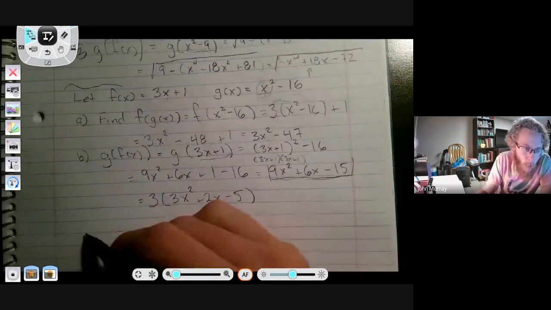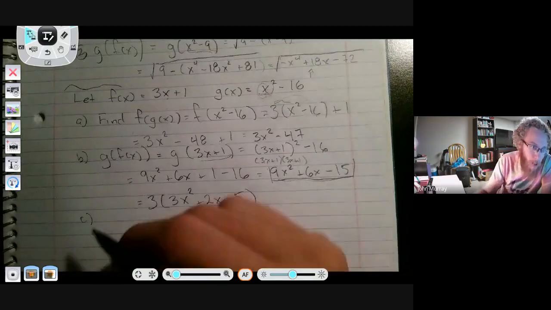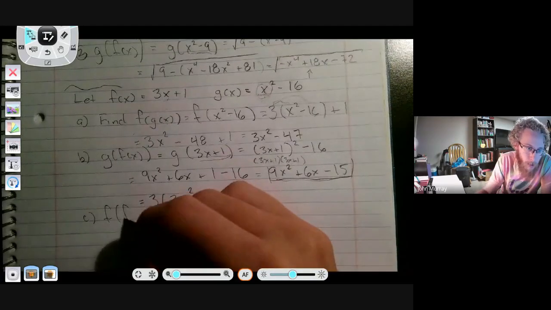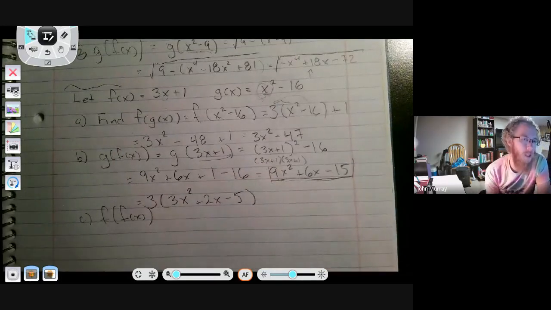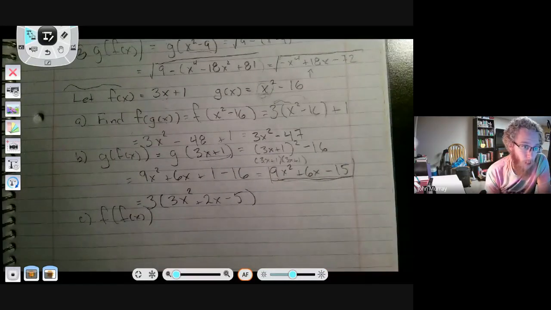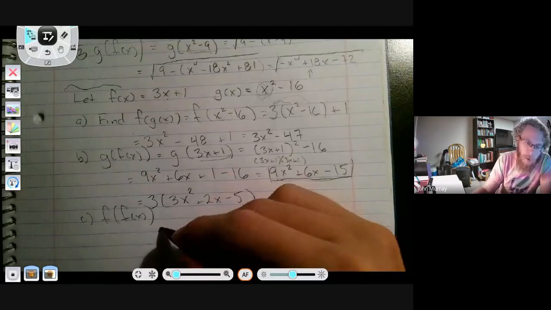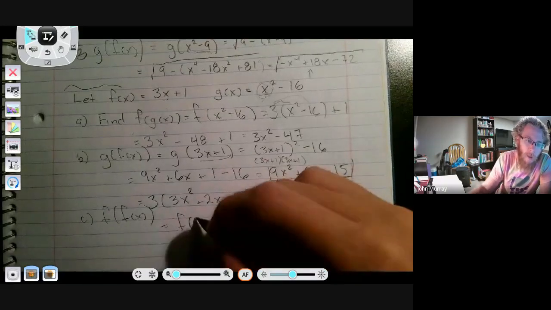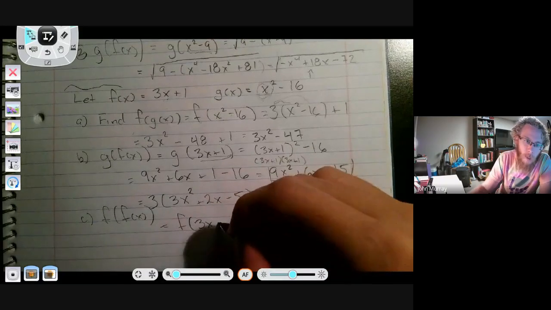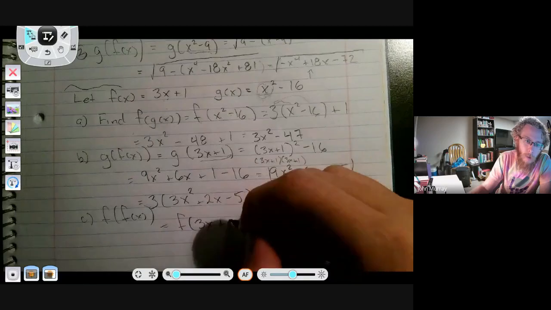Let's take a look at one more, just because I talked about it yesterday. So you can plug a function into itself. I can use the same function twice. So my steps are still the same, right? The first thing I'm going to do is replace the inside with what f of x is, 3x plus 1.